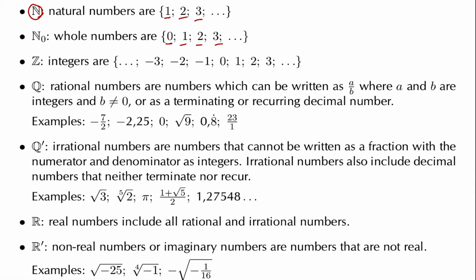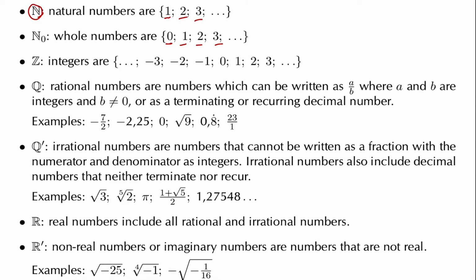So when it comes to your integers, you have to remember that in a number line there are positive numbers as well as negative numbers, and then you also have to include your 0 in there. Those are all your integers.